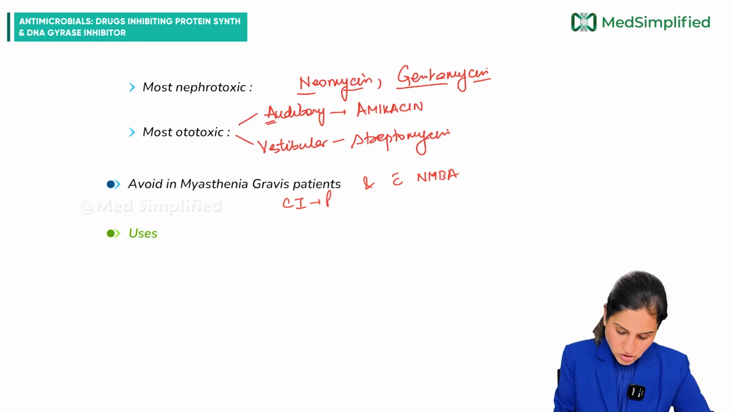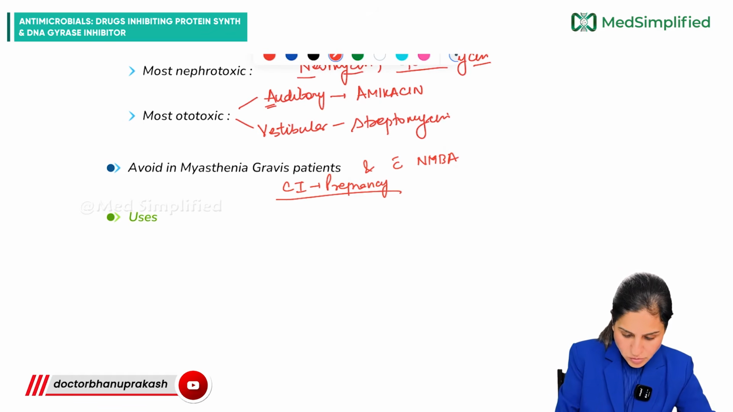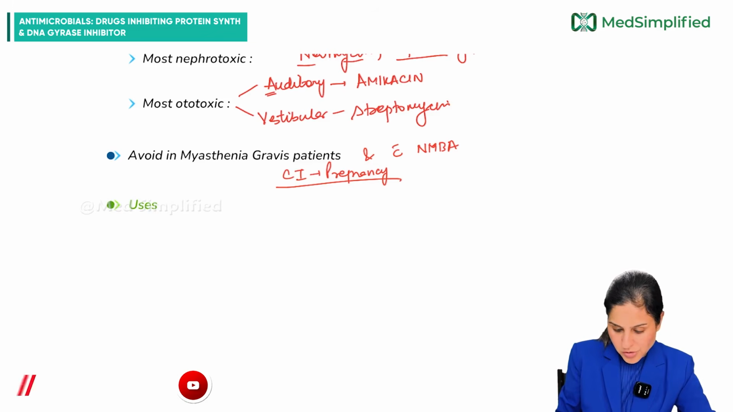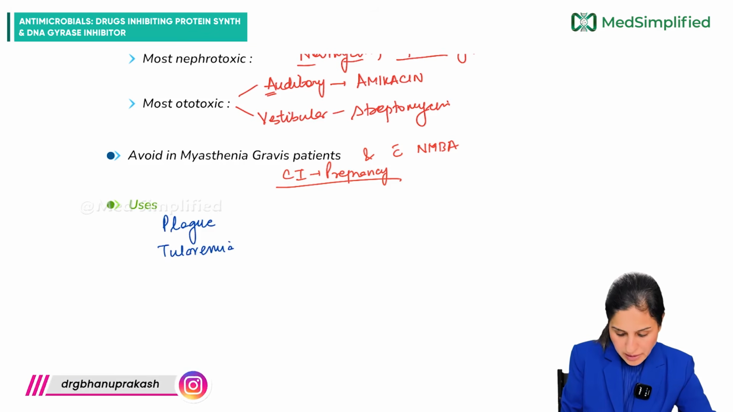Absolute contraindication also exists for pregnancy. So we do not give this in pregnancy. It's a teratogenic drug. What are the uses? Let's do the uses now. In case of plague, tularemia, tuberculosis, here we are using streptomycin.